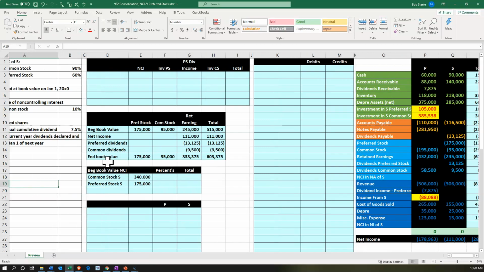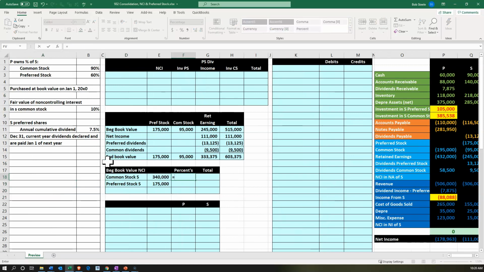Now the non-controlling interest then would be the 10%, so 10% for the common stock interest, and then 1 minus 60, or 40%, being for the preferred stock. So multiplying that out, there's that 340,000 beginning balance times the 10%. There's the non-controlling interest. There's the 175,000 times the 40%. There's the non-controlling interest. So I'm just going to retype the title here: beginning book value.